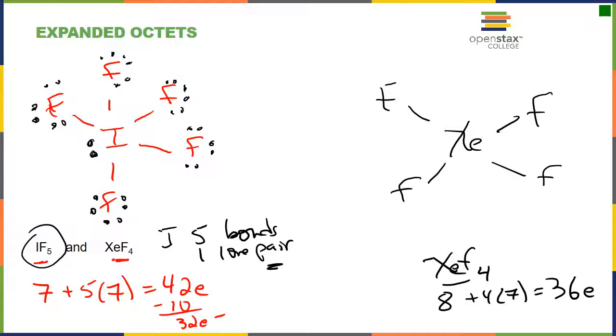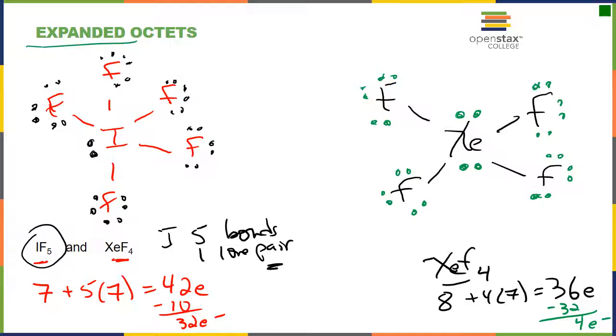I'm going to put the lone pairs on fluorine, 2, 4, 6 on each of the four. If I do that, I realize I have a total of 32 electrons that I've used now in bonding. I've got 4 electrons left over. I can't touch the fluorines. They have obeyed the octet rule. And the remaining 4 electrons go on xenon, such that xenon has 4 bonds and 2 lone pairs. It actually works. It's going to be an expanded or hypervalent octet.